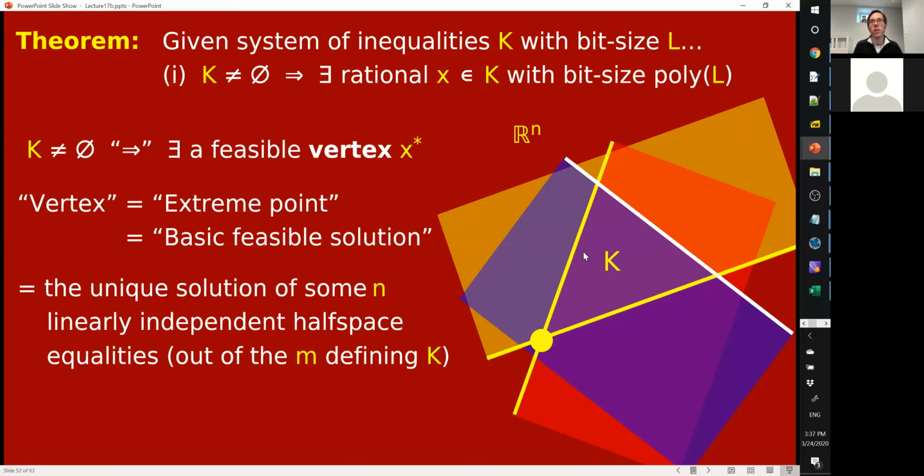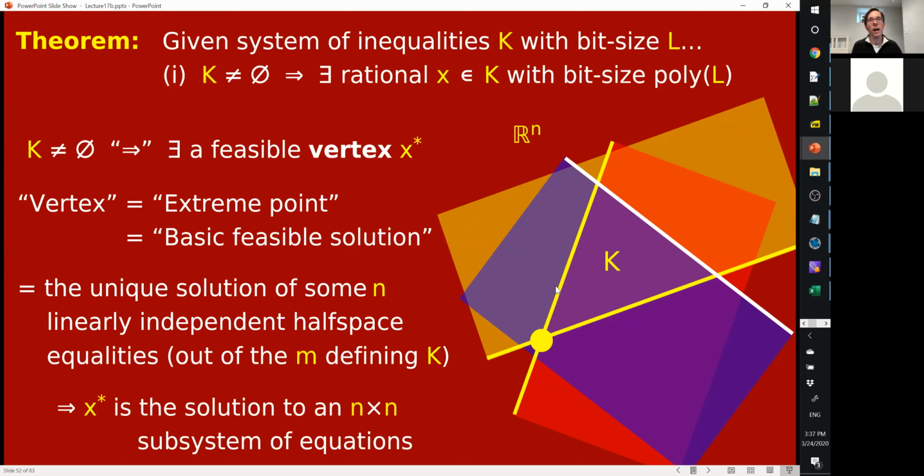So in this picture where n is 2, these yellow lines, which are your half spaces, intersect here. Two lines in 2 dimensions intersect at this vertex of K. And therefore, this vertex, or any vertex x star, is the solution to an n by n system of equations, a subsystem of the m inequations that you're given. You view them as equations, and the vertex is the solution to an n by n system of equations.